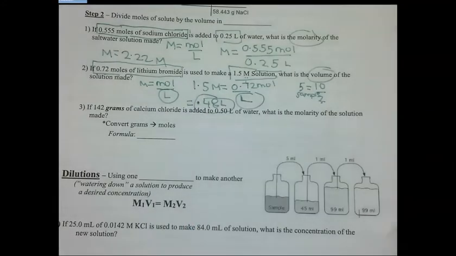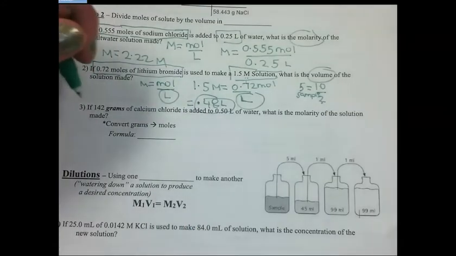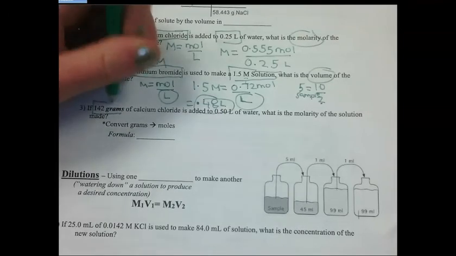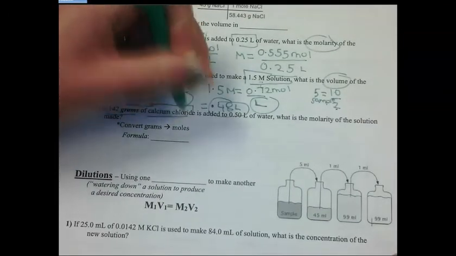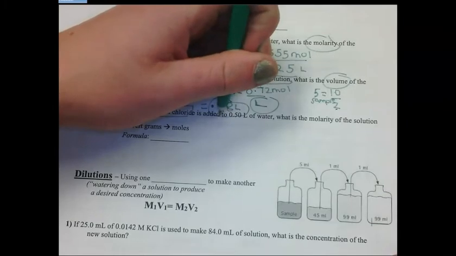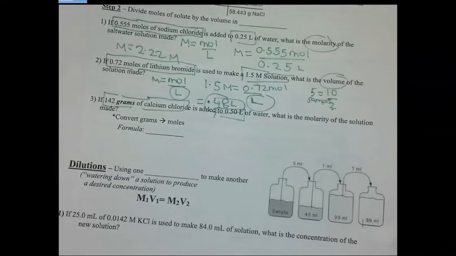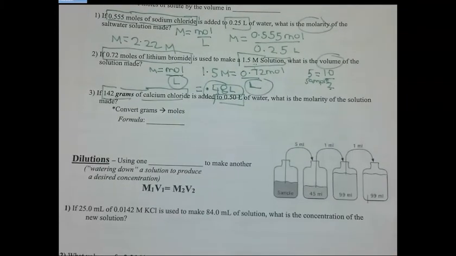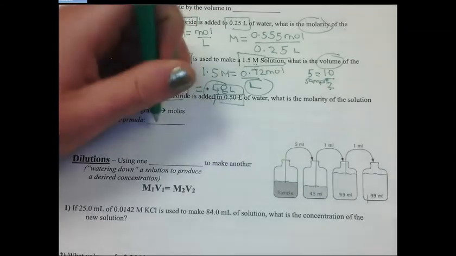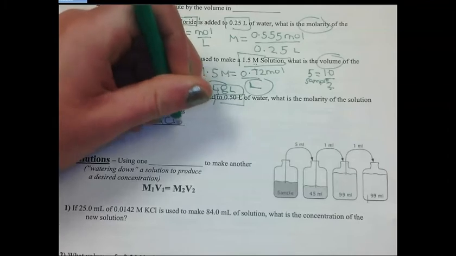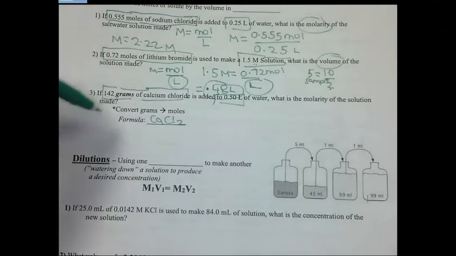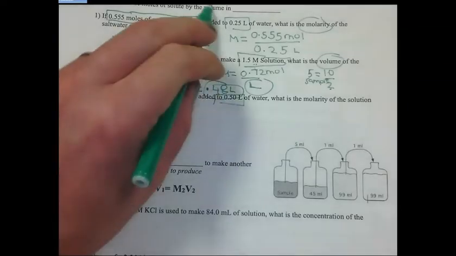All right, next problem. It says if 142 grams of calcium chloride is added to 0.5 liters of water, what is the molarity of the solution? And we gave you a hint: first you need to convert those grams to moles. And even before that, we have to remember how to write our formula for calcium chloride. So calcium chloride has a formula of CaCl2. And before I do anything else, I need to turn these grams into moles, just like I did up top.